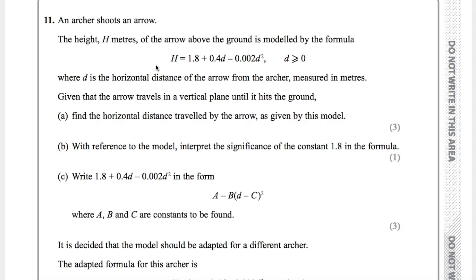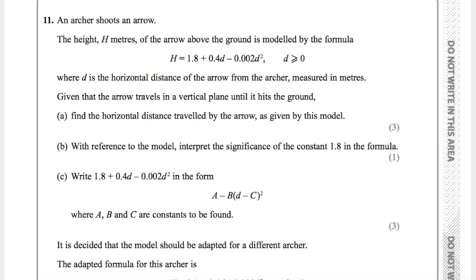Okay, so this is clearly a quadratic formula modeling the vertical height of the arrow with respect to the horizontal distance. And that makes sense because if you think of firing an arrow into the sky, it would go up into the air and then come back down to the ground, taking this path, which looks like the graph of a quadratic.